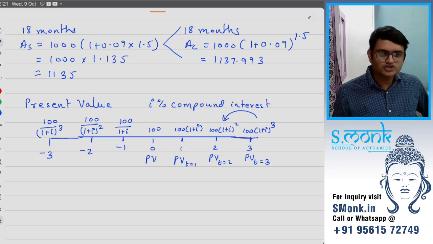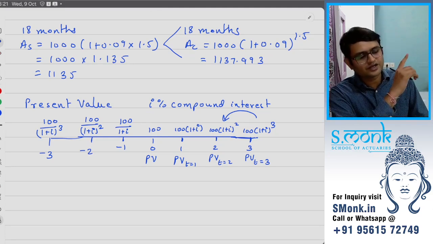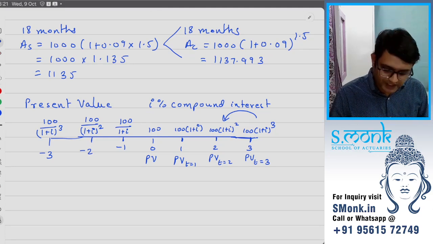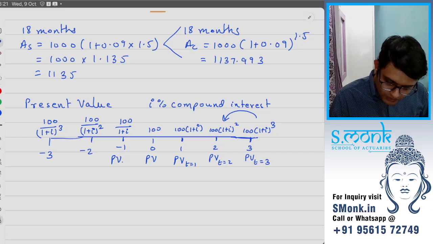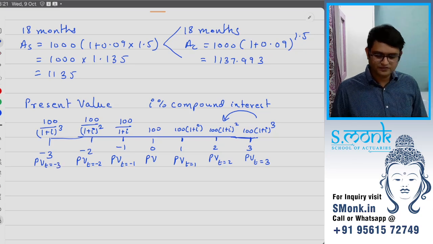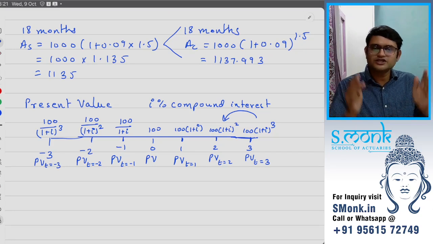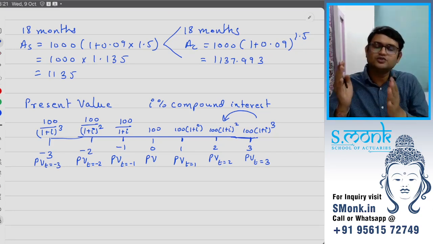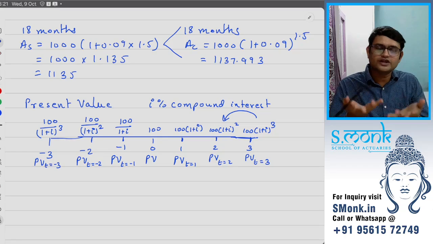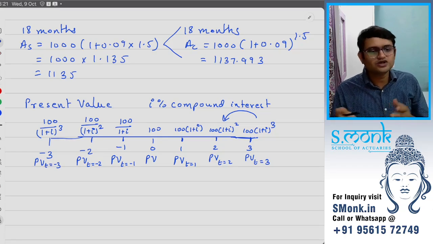Correct? So this is the simple concept, that every money that you are receiving is because you had money invested in the past. That is why it still had value at time minus 1. It still had value at time minus 2. It still had value at time minus 3. But I don't like this concept.